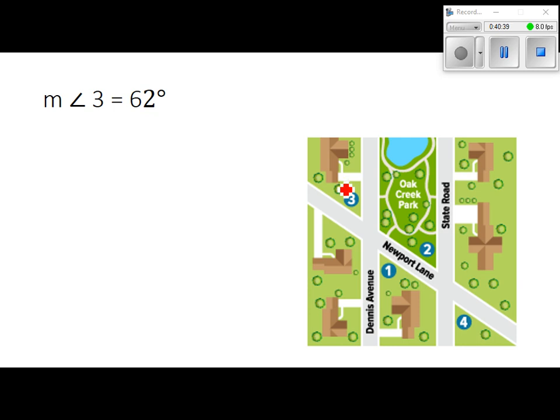Angle 3 is 62 degrees. Angle 1 has to be 62 because they're vertical angles. Angle 2, these are alternate interior angles, so that has to be 62 degrees. And angle 2 and 4 are vertical angles, so angle 4 has to be 62 degrees.